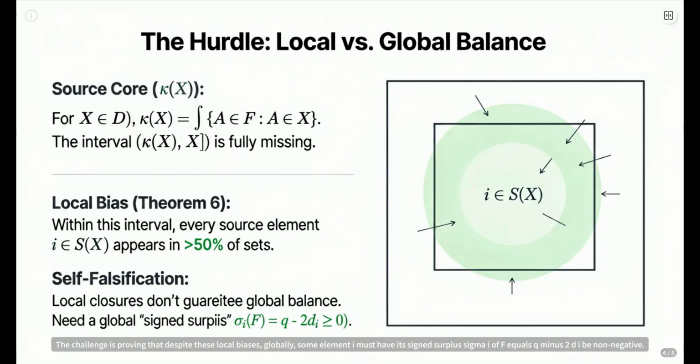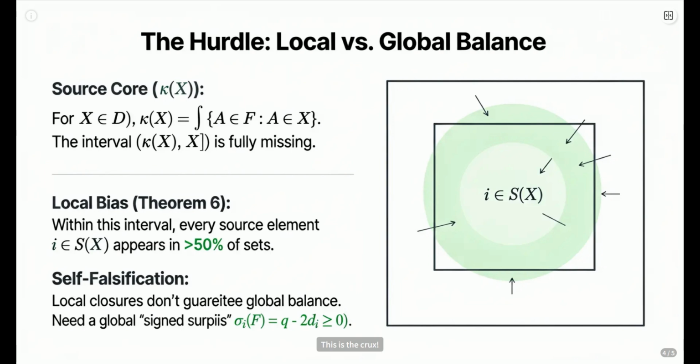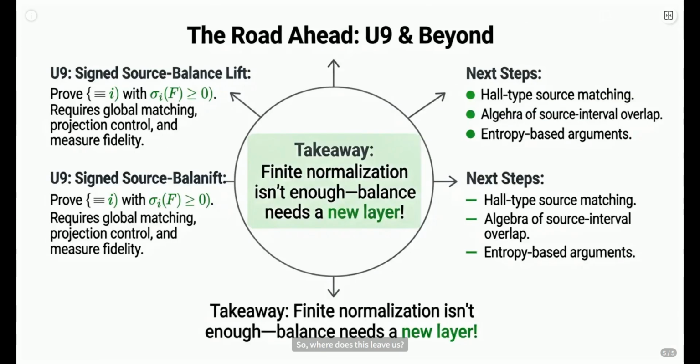The challenge is proving that despite these local biases, globally, some element i must have its signed surplus σ_i(F) = |F| − 2d_i be non-negative. This is the crux. So, where does this leave us? We've built a fantastic machine, the legal deletion chain, the source cores, the hitting property, all working perfectly. But it doesn't quite deliver the final punchline.